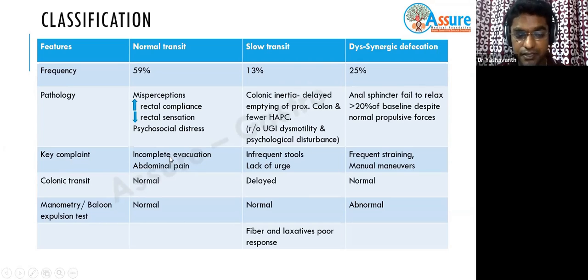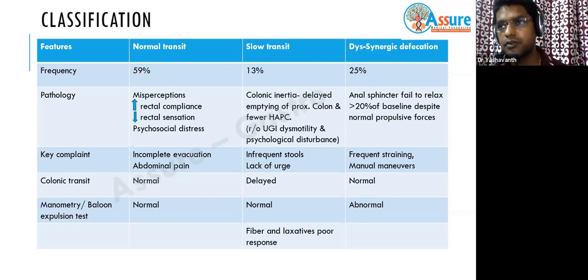And key complaint in this patient will be incomplete evacuation, as I said, and abdominal pain. And their colonic transit studies and manometry or balloon expulsion test will be normal. Whereas if you take the slow transit, it is because of the colonic inertia, delayed emptying of proximal colons, and few HAPCs, that is high amplitude propagated contraction.